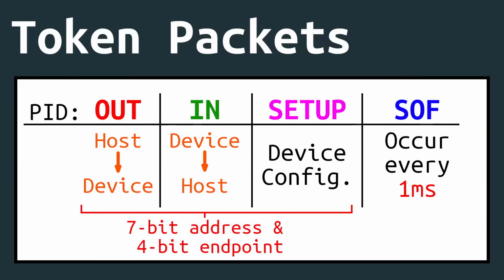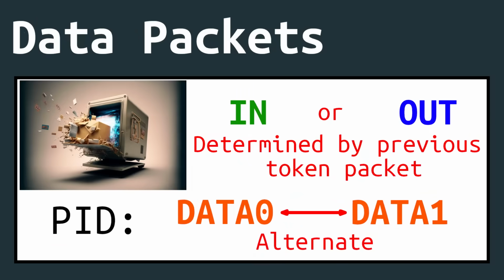The final PID and token packets are start of frames, SOFs. SOFs are not as important, but they basically denote the timing of the USB. They occur every 1 millisecond, and no devices should respond to it. They should only take note of it. The next type of packet is the data packet. Data packets follow after a token packet and are either in the in or out direction.